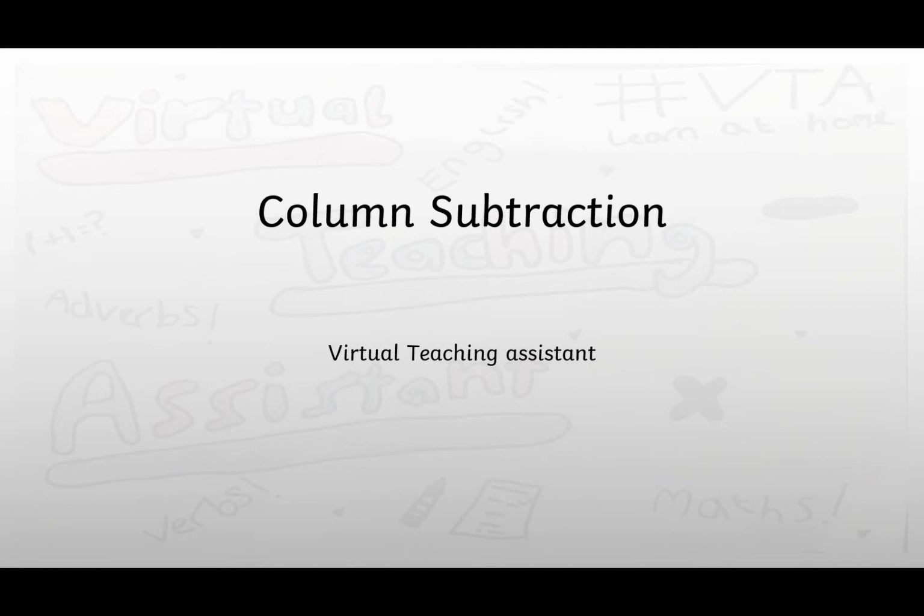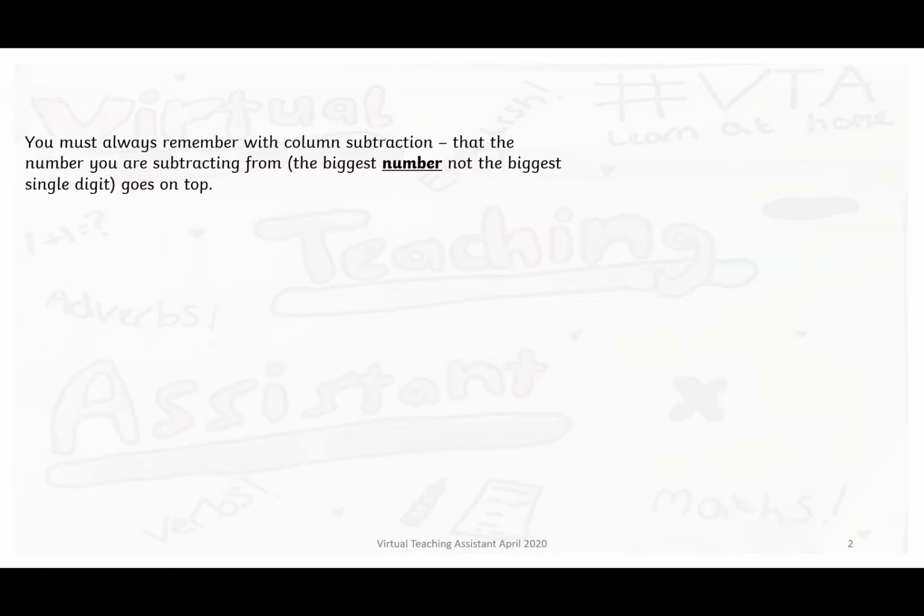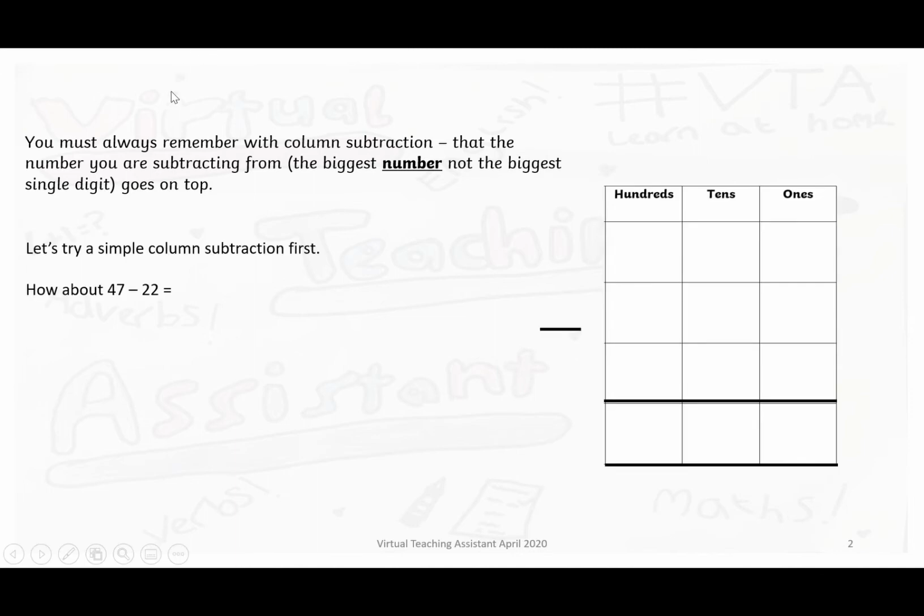Okay, let's move on. First things first, you must always remember with column subtraction that the biggest number you are subtracting from needs to go on top. That's the biggest overall number, not just the biggest digit. I'll give you an example here. Whenever you see a subtraction sum or number sentence, it'll be written like this one: 47 subtract 22. My 47 will go on the top, 22 on the bottom.